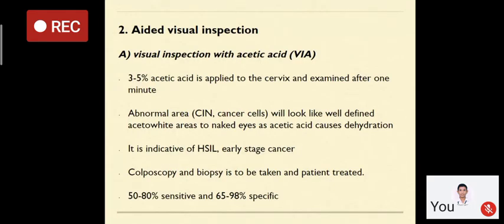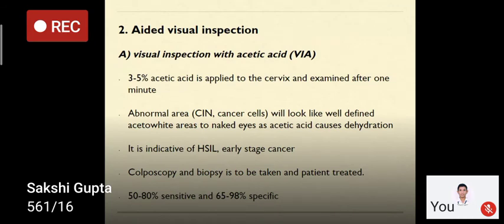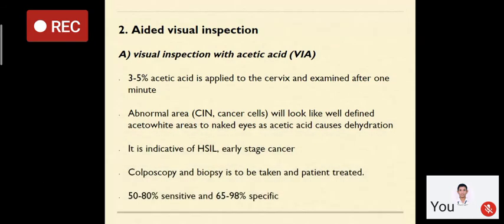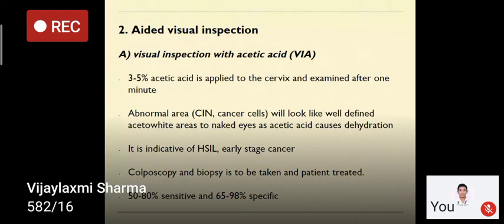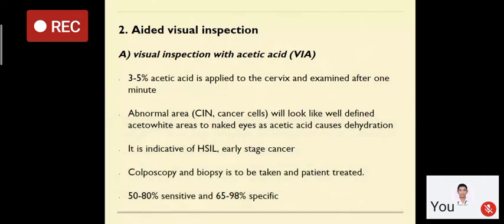And then second is aided visual inspection using acetic acid. So if we apply 3 to 5% of acetic acid on the cervix and we examine it after 1 minute, abnormal area like patient having malignancy or CIN will look like well defined aceto white area to the naked eye, as acid causes dehydration of the cells. Why does it occur? The cervix becomes white on application of acetic acid. This acid coagulates the protein in the cells. So whole of the cervix, be it normal or malignant, will become white after application of acetic acid.